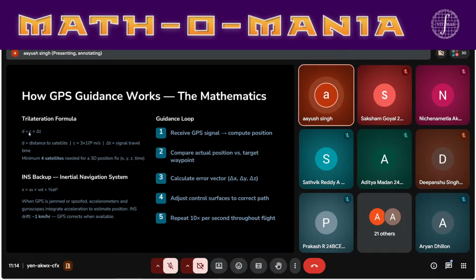The trilateration formula is D is equal to C into delta T, where D is the distance from the weapon to the satellite, C is the speed of light, and delta T is the time taken for the signal to travel between the satellite and the weapon. Okay, after that, we move on to the fourth step. It adjusts its control surfaces to move towards the optimum path from which it has deviated, and it repeats these 4 steps 10 times per second throughout the flight to remain in a certain position.